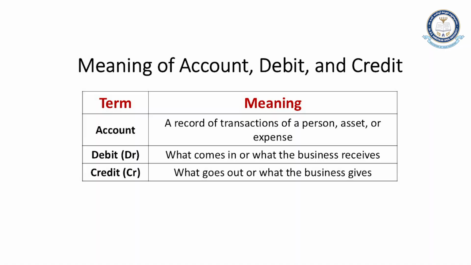First, what does account mean? Account means a particular set of transactions of a particular nature being recorded under a certain head. So a record of transactions particularly for a person, for an asset or for an expense will have a separate account, and all the transactions related to these particular things will be recorded at a particular place. That particular place is known as an account.